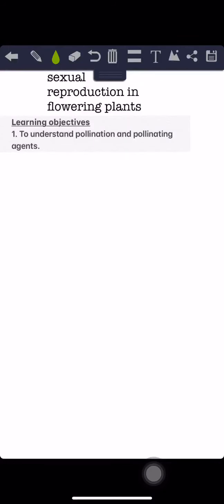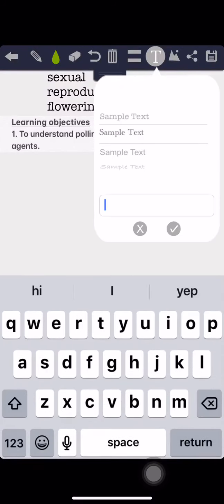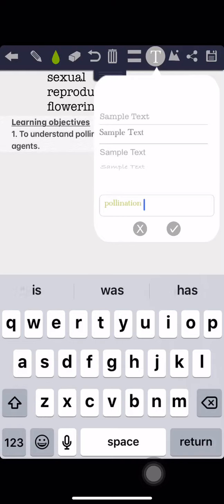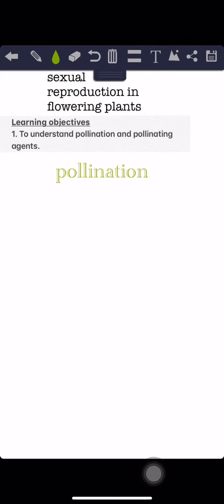Hello children. Now we are going to start another topic in the same chapter, sexual reproduction in flowering plants, that is to understand pollination and pollinating agents. So our very first topic is pollination. So let's see what is pollination.